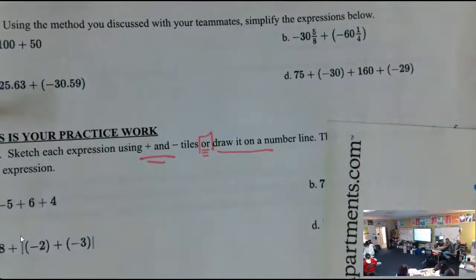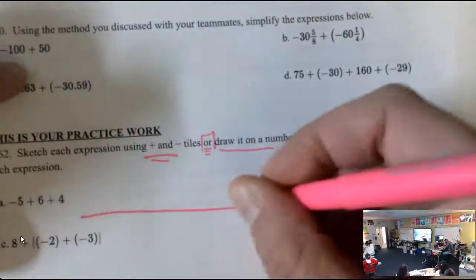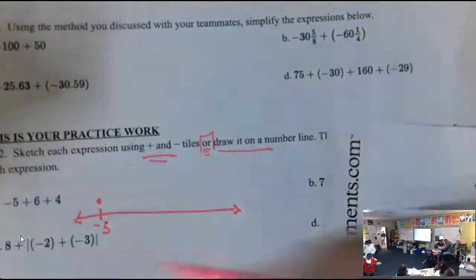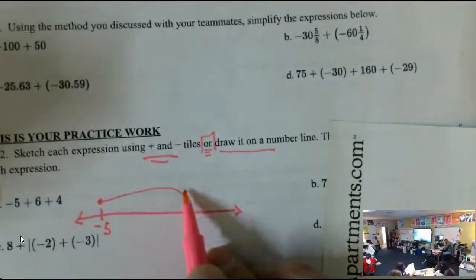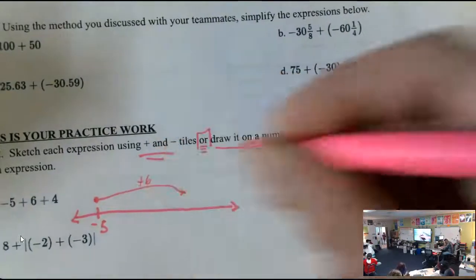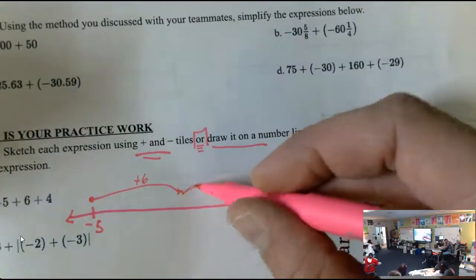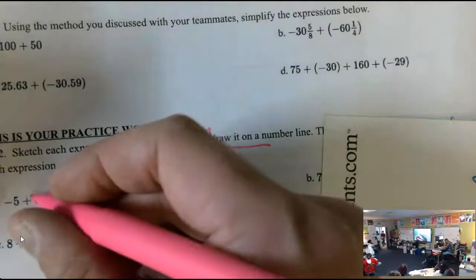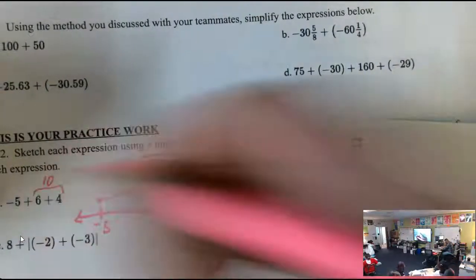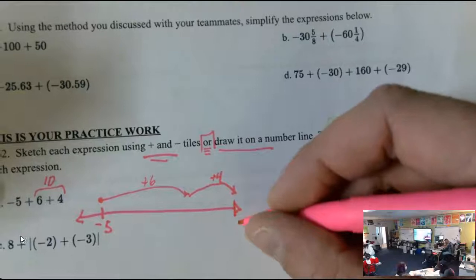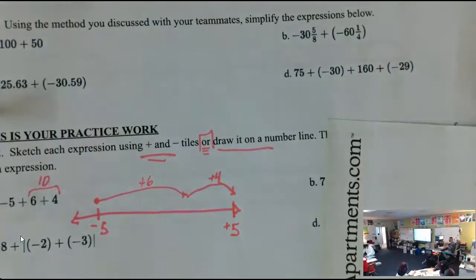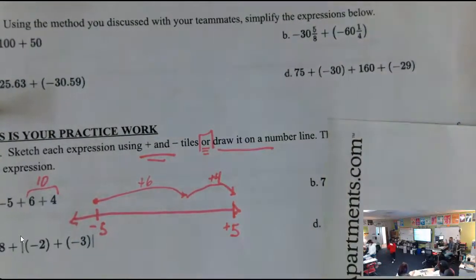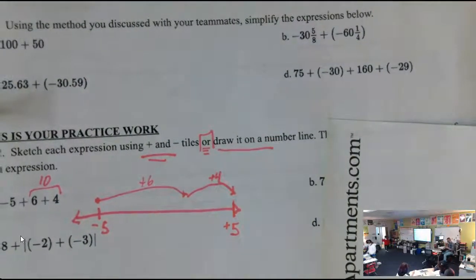Or. So, I could do A by starting at -5, moving 6 forward, and then moving 4 more forward, and show myself where I land. Well, 6 and 4 is how much together? 10. So we're going to land at +5. That's one way we could do that. We could also just draw pluses and minuses and make 0 pairs. And whatever we have left, we have left.